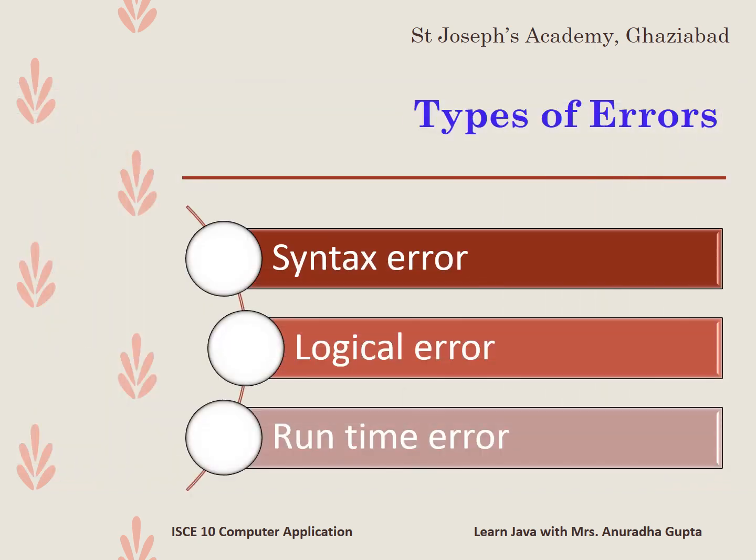Next, you have to learn about errors. Errors are mistakes. There are 3 different types of errors in Java programming: first is syntax error, then logical error, and runtime error. Now study each of these types of errors one by one.